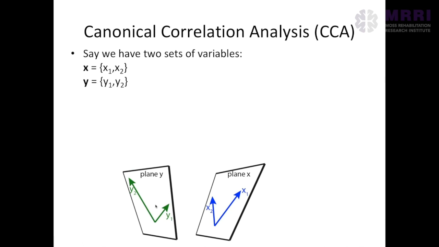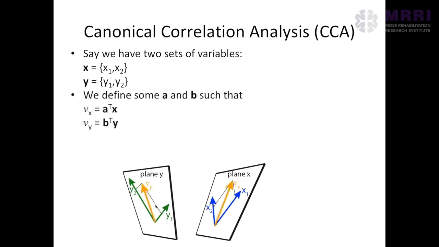So what I want to do is say something about how similar the relationships between these sets of variables are. And so what I'm going to do is construct two weighting vectors, A and B, such that they are just linear combinations of all of my variables, okay? And they don't have to be ones and zeros, they can be fractional weights.